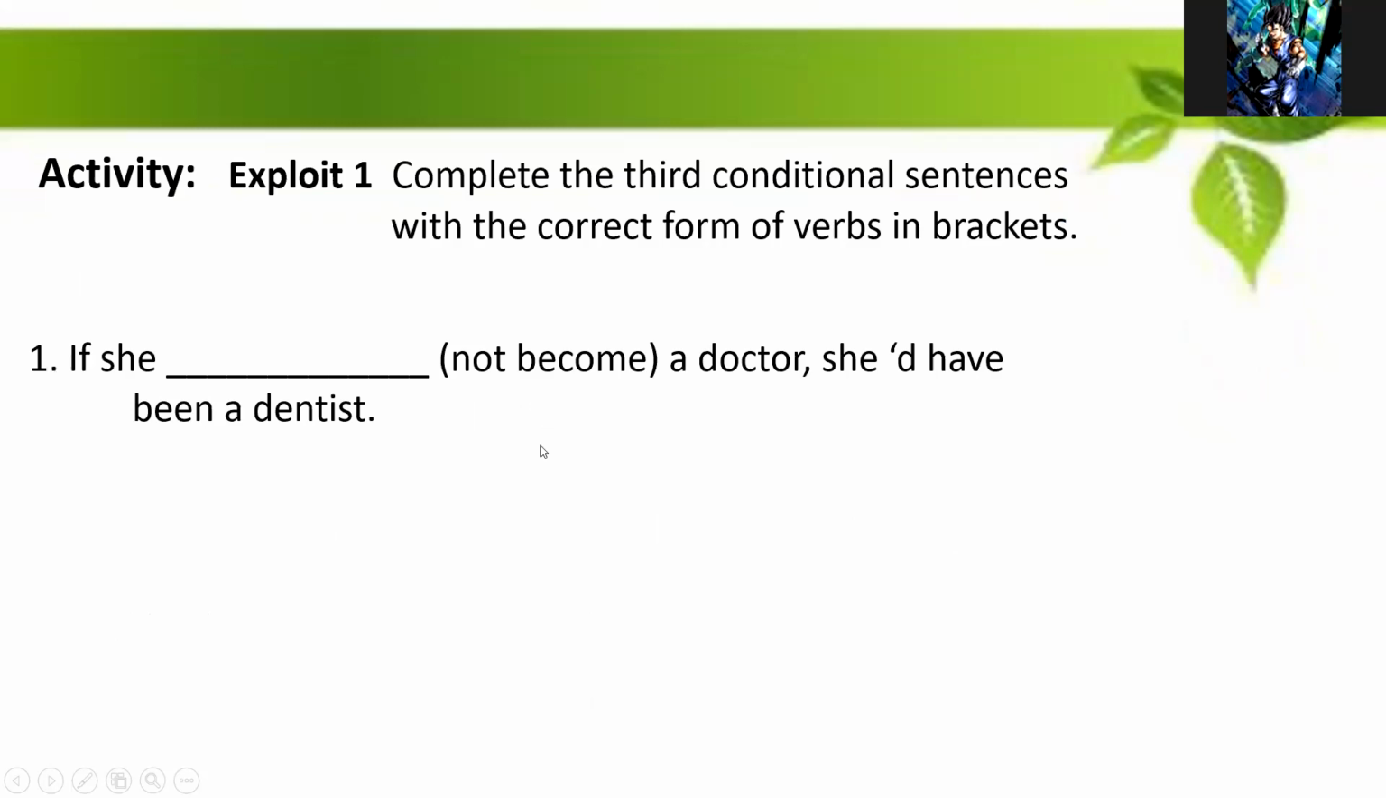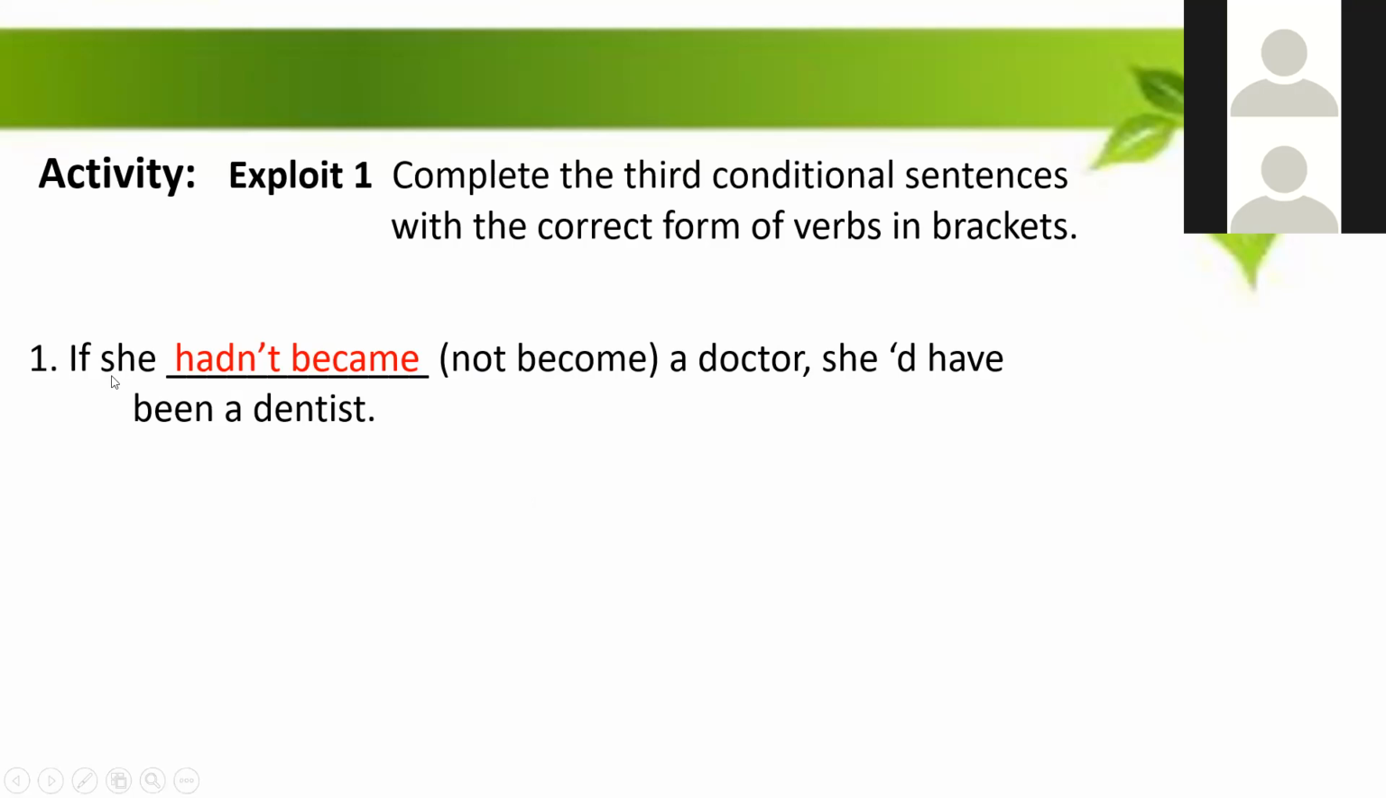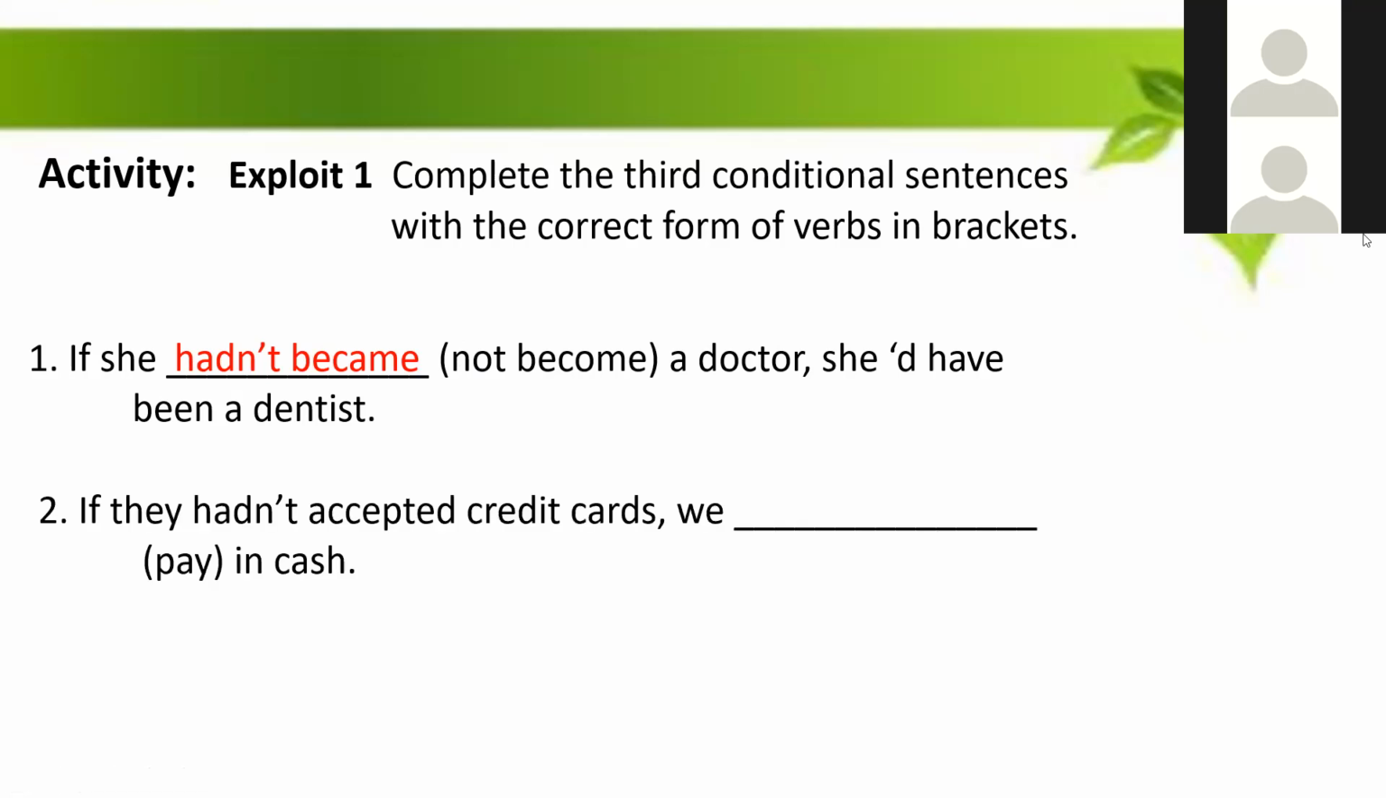So let's do this. Okay, this is in your book, page 81. Will you please open your book? We are going to answer this. Activity 1. Complete the third conditional sentences with the correct form of verbs in brackets. If she not become a doctor, she'd have been a dentist. Okay, the answer for this is hadn't become. Hadn't, because we have a negative. So this is the answer. Okay, let's go to number 2. Shokun, are you there?